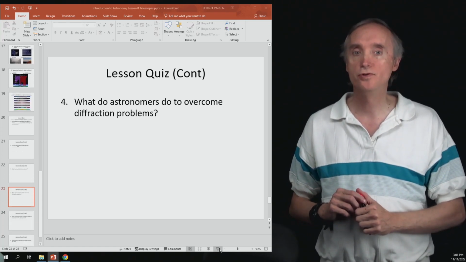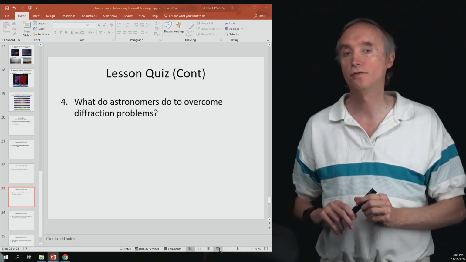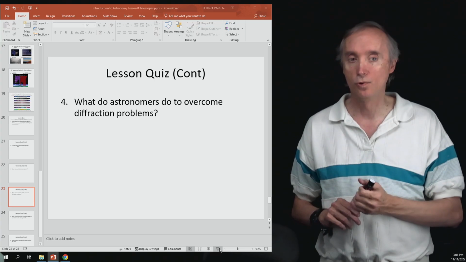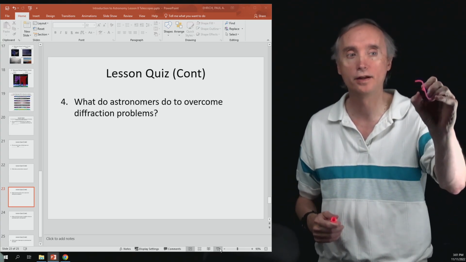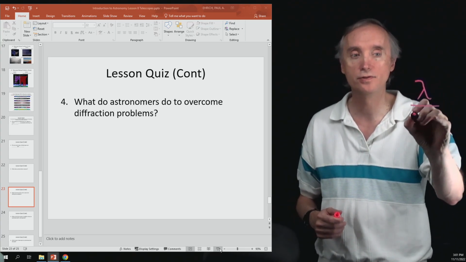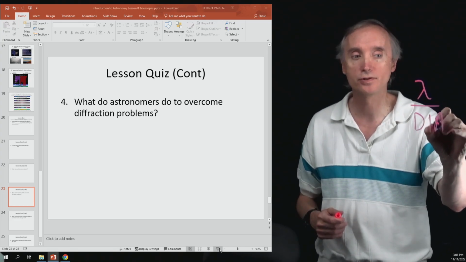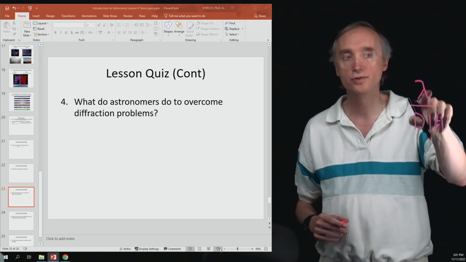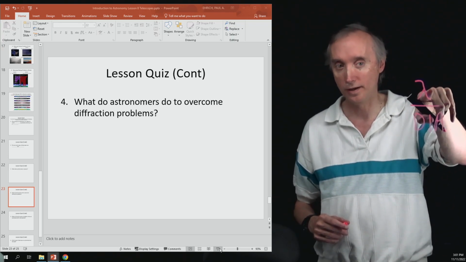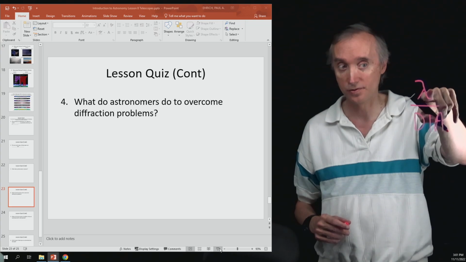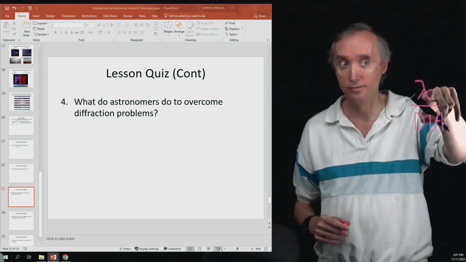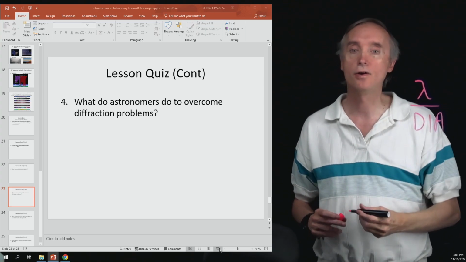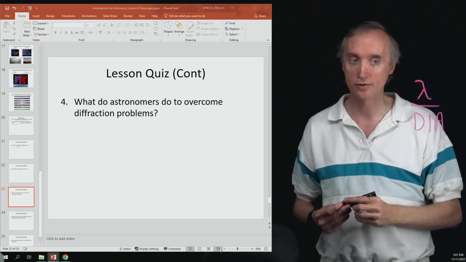What do astronomers do to overcome diffraction? So there's two things that they do. Okay, one has to do with the wavelength, and one has to do with the diameter of the telescope. So if you use small wavelengths, that reduces diffraction, that's good. And if you use large diameter telescopes, that also reduces diffraction.